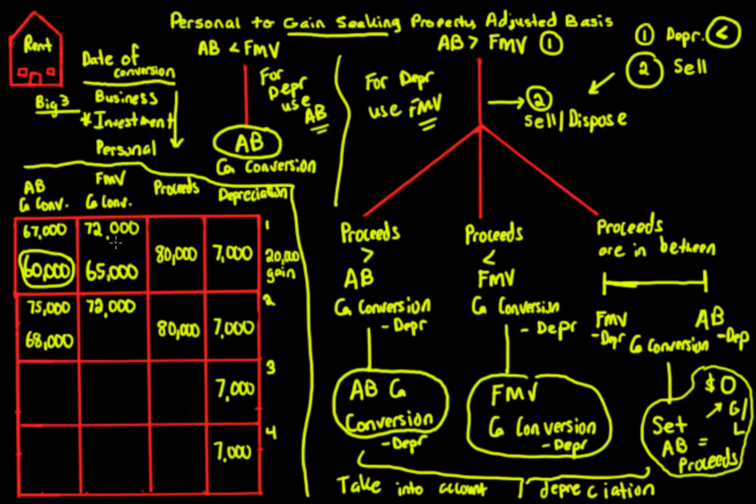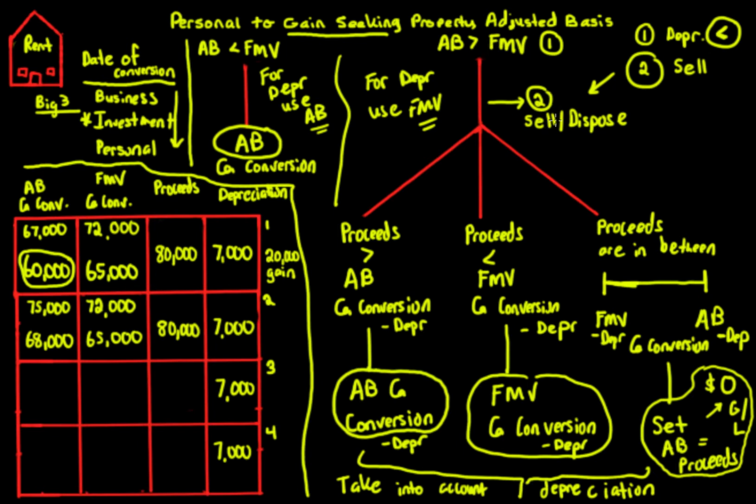The fair market value, if we subtract away, is the same, 65,000. Okay, so if we apply our general rule in the code, which says we use the lesser of, we're going to use the fair market value. But hold on, we have to go through our analysis, the analysis that I specified for you. So first we ask, is the adjusted basis, again, after depreciation, less than fair market value? And the answer to that is no. Adjusted basis is greater, so we're over here.